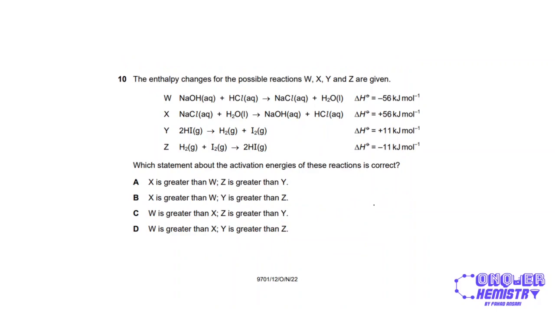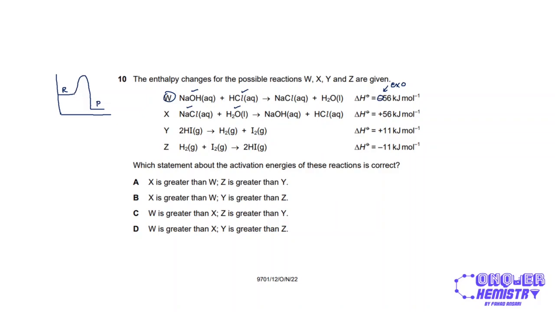All right. Now, this is kind of related to the previous question. We're going to use, again, the reaction pathways to determine activation energies. For the first pair of reactions, you can notice that W and X are reverse of each other. Over here, in W, we have sodium hydroxide reacting with HCl to produce salt and water. In X, we have the salt and water producing sodium hydroxide and HCl. So we can see that the forward reaction, W, is exothermic. So I'm going to plot it like this: reactants, peak, and then products are going to be below the reactants because this is exothermic.